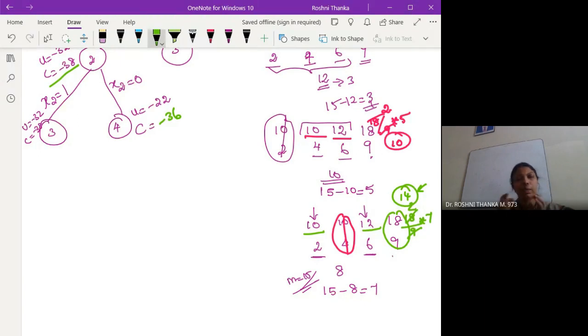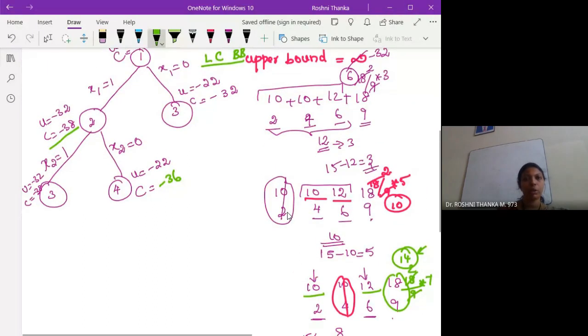Okay, so in the upper bound, we won't take this fractional part. The rest alone we'll be taking. So in this case, we'll take this item and this item, because if you take this item, it crosses the maximum size. So that is 10 plus 12. But when we calculate the cost, what is the remaining space in the knapsack after taking 8? 7. So accordingly, we are going to find the remaining place. So 18 divided by 9 into 7 is 14, and when we add all this together, we'll get minus 36. Okay, now we got all these things.